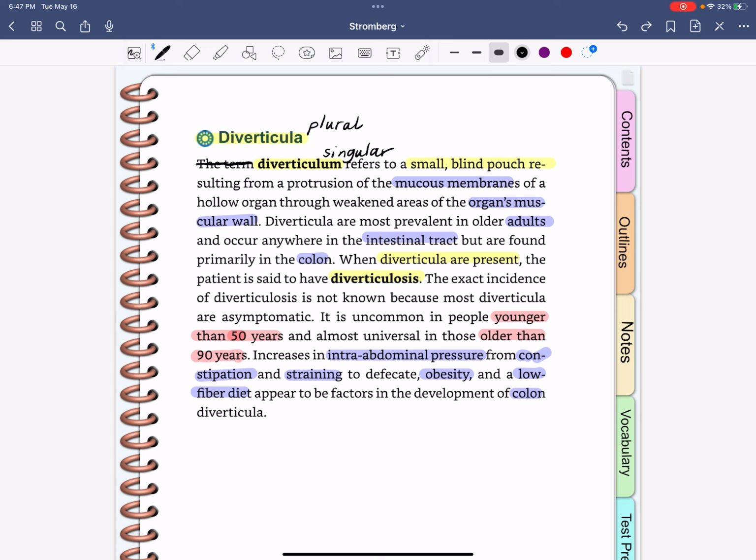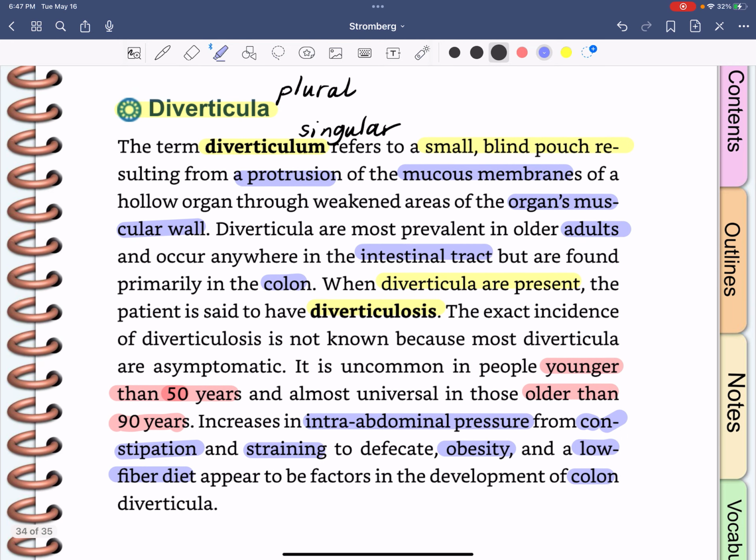Okay. Protrusion, I meant to highlight, so let's take that one. Okay. So just looking at the highlighted areas, let's read this. We have diverticula, diverticulum, small blind pouch, protrusion, mucous membranes, organs, muscular wall. Adults, intestinal tract, colon. Diverticula are present, diverticulosis. Younger than 50 years, older than 90 years. Intra-abdominal pressure from constipation and straining, obesity, low fiber diet, colon.